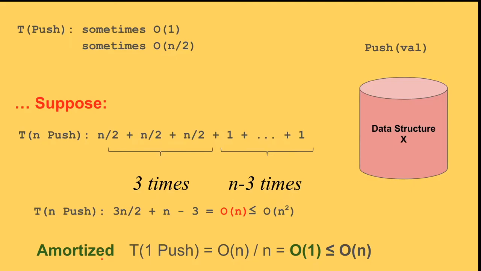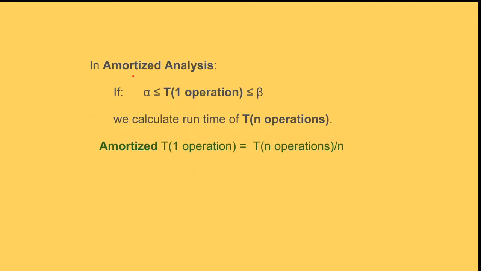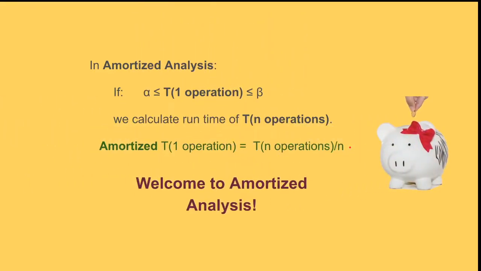This is called amortized or average runtime, because we still know that sometimes it was 1, sometimes it was N over 2, but during N pushes, on average, it took only a constant time. So in summary, in amortized analysis, if T of one operation is between two numbers, and we don't know exactly when is what number, but we just know that it's bounded between two numbers, we can calculate the runtime of N operations. And then we say the amortized runtime of one operation, or the average runtime of one operation, is T of N operations over N. And this, ladies and gentlemen, is the basis of amortized analysis.